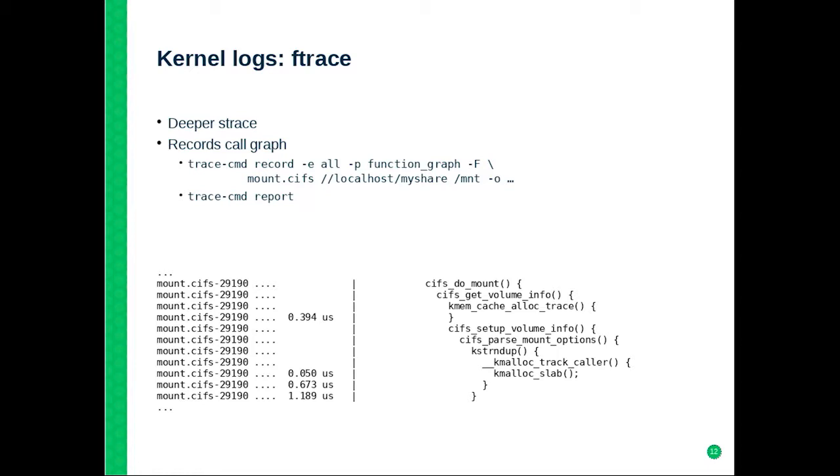So for example, I had one bug where... okay, so this is just one example of the ftrace command. This command would call this mount program to mount your share. And by saying you want all events and you want to trace all the function calls, you do this, it will run your mount command, and then you type the trace-cmd report command, and this is what it will print.